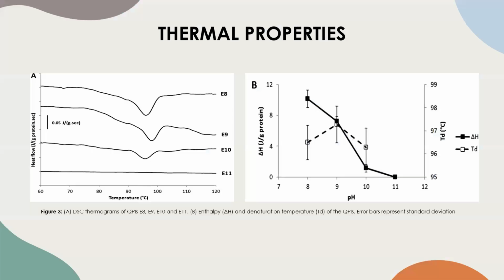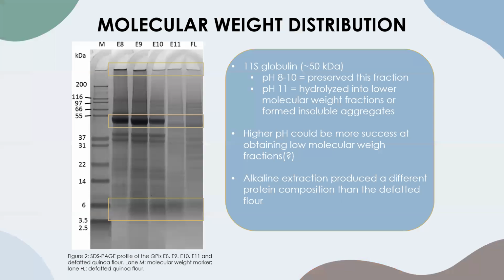Next I looked at the thermal properties and noticed that most of the fractions denatured at an average of around 97 degrees Celsius, and they largely attributed this to the globular proteins, as most globular proteins in other grains denature around the same temperature. However, as you can see here at E11, they did not have an endothermic peak, which goes back to the SDS-PAGE, where they didn't have a strong globular fraction present.